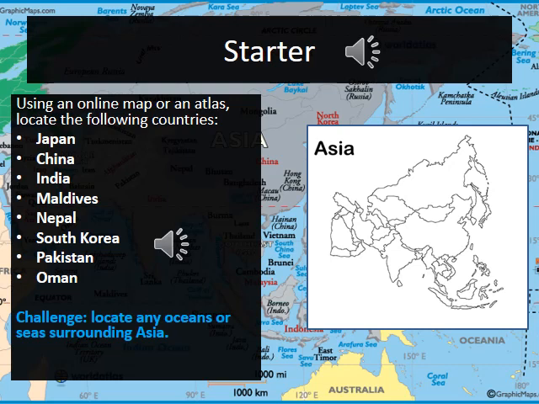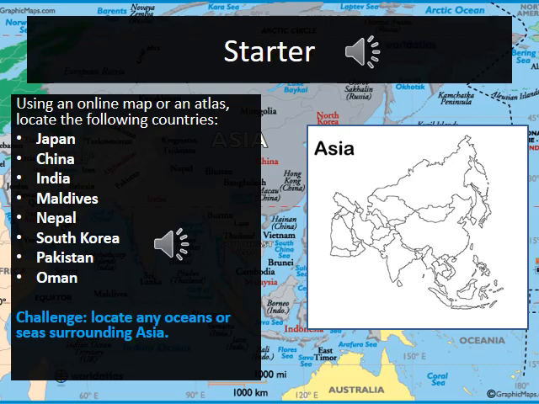In terms of human geography, the population of the continent is huge. There are 4.5 billion people who live in Asia, which is the global majority. There are more people who live in Asia than live anywhere else in the world. It is 60% of the world's total population who are Asian or who live in Asia.